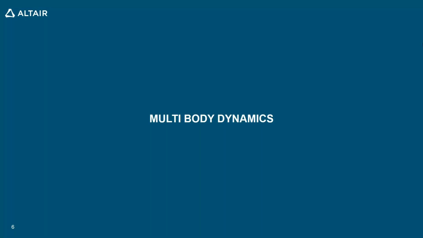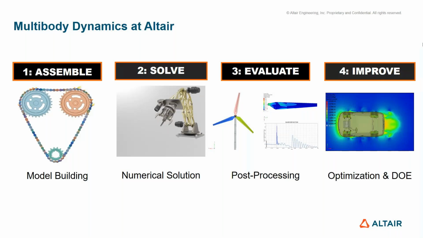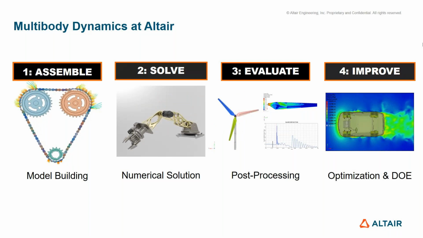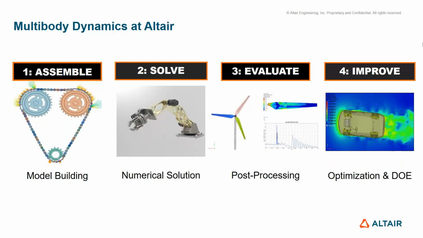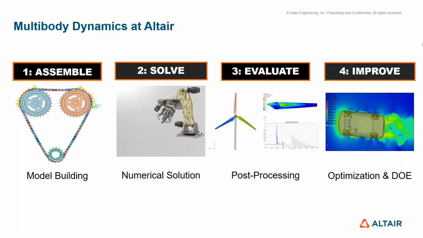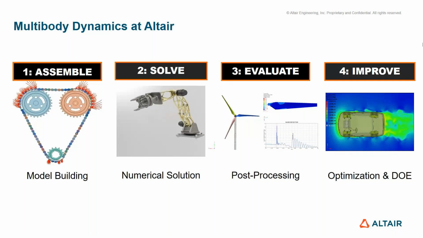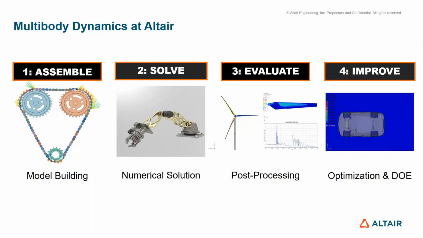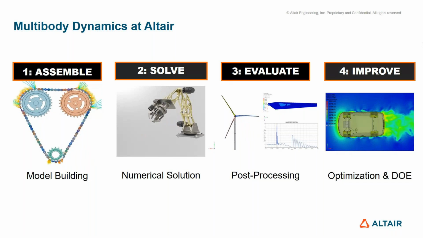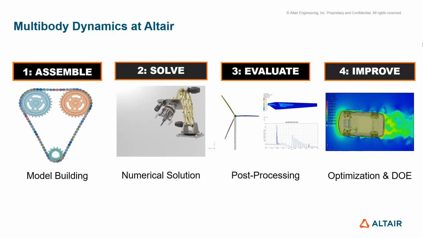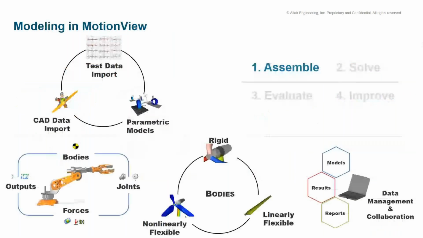So multibody dynamics is nothing but the study of motion when the bodies are interconnected by means of joints, with or without application of external load. In multibody dynamics, we have a four step process. One is assemble, second is solve, third is evaluate, and fourth is improve. In assemble, we will import the CAD model, apply the contact, apply the force, and then run the model for the analysis.